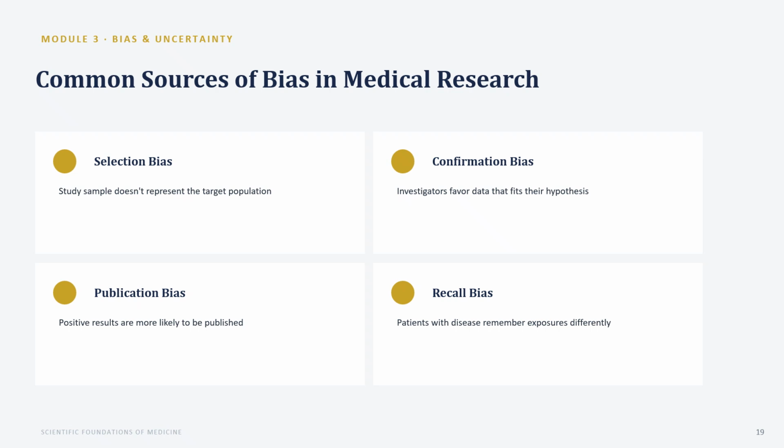Under selection bias, the study sample doesn't represent the target population. In publication bias, positive results are more likely to be published. Confirmation bias is where investigators favor data that fits their hypothesis, and patients with disease remember exposures differently, which is the recall bias.